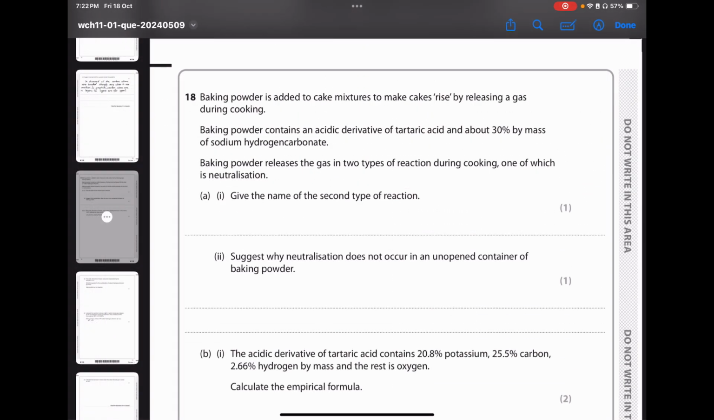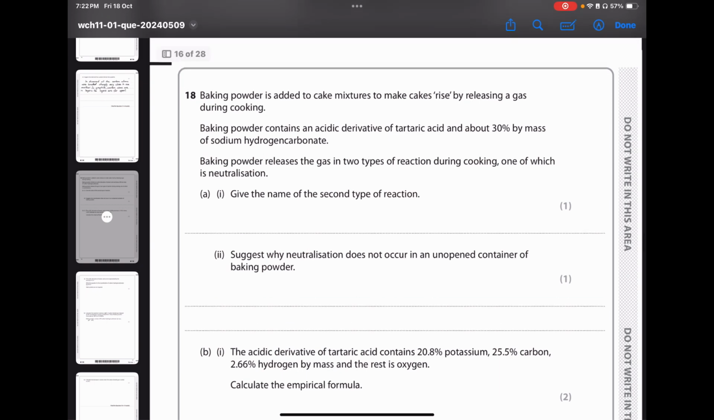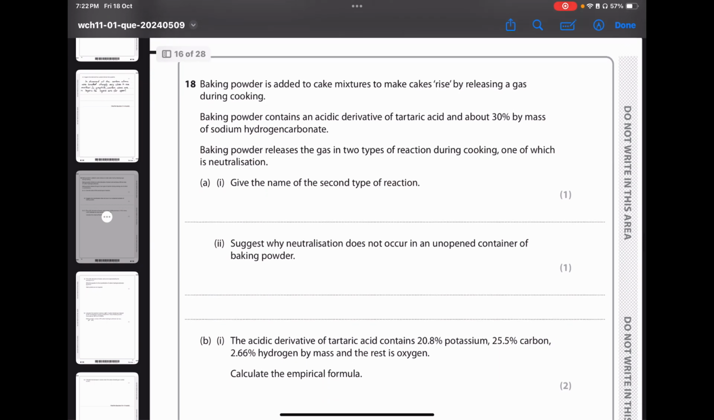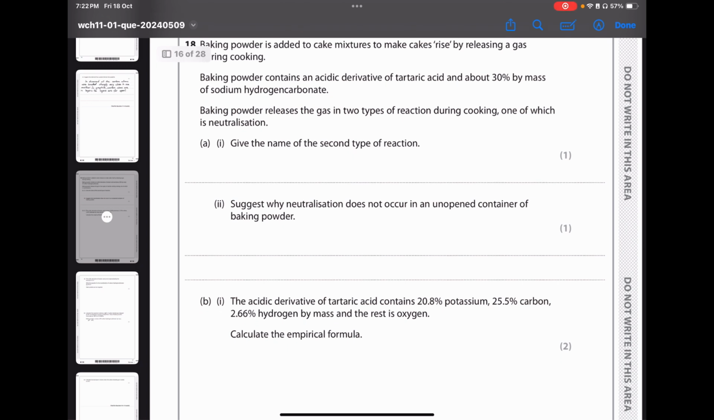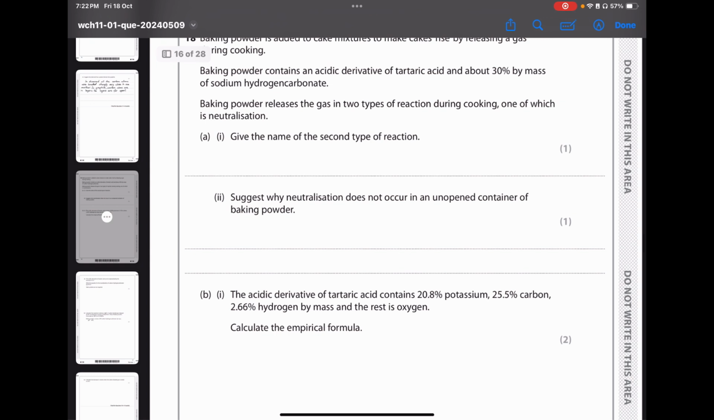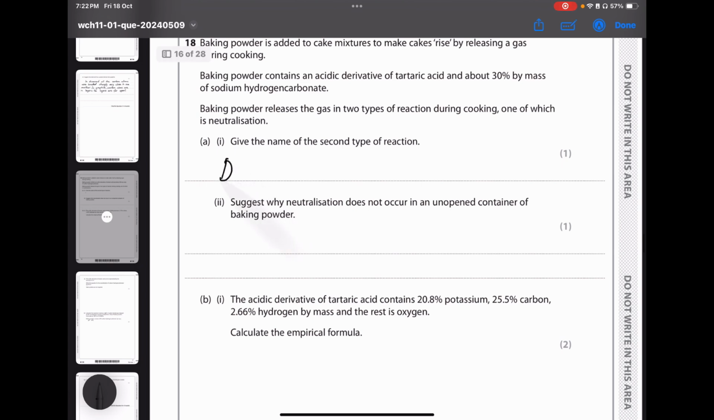Next question is: baking powder is added to cake mixture to make cakes rise while releasing a gas during cooking. Baking powder contains an acidic derivative of tartaric acid and about 30% by mass of sodium hydrogen carbonate. The baking powder releases the gas in two types of reaction during cooking, one of which is neutralization. Give the name of the second type of reaction. The second type of reaction is going to be decomposition reaction. Decomposition.